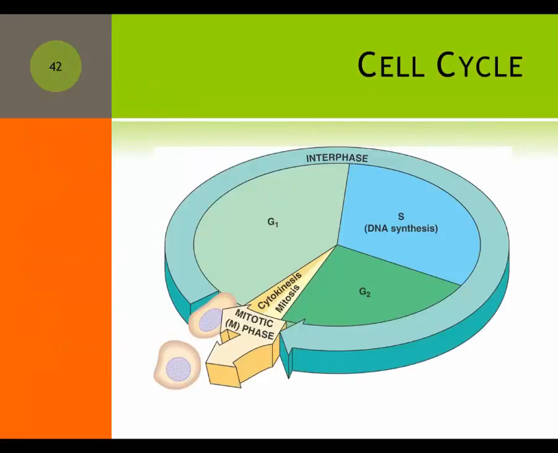Here's an example of the cell cycle. If you consider that the animal cell cycle is 24 hours long, 23 hours of that cell would be in interphase, and 1 hour would be in mitosis, which is nuclear division, quickly followed by cytokinesis, which is cytoplasmic division.